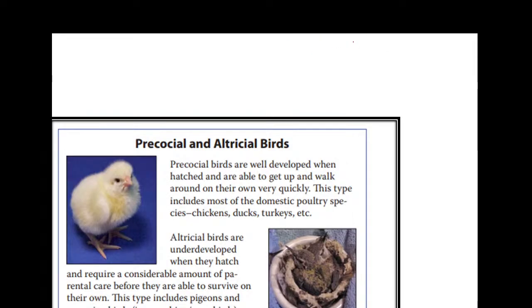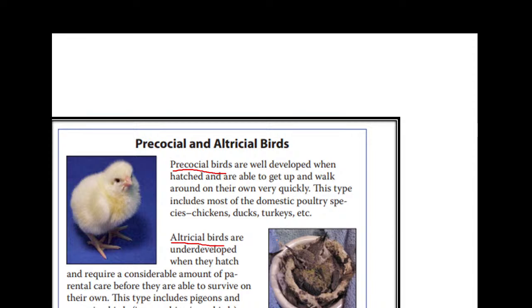And about birds, hope you might have learned this in your previous classes. Birds are divided into two types based on the type of the young ones, precocial birds and altricial birds. Precocial birds means that just after hatching itself, the baby bird is able to walk, run and move around very quickly.